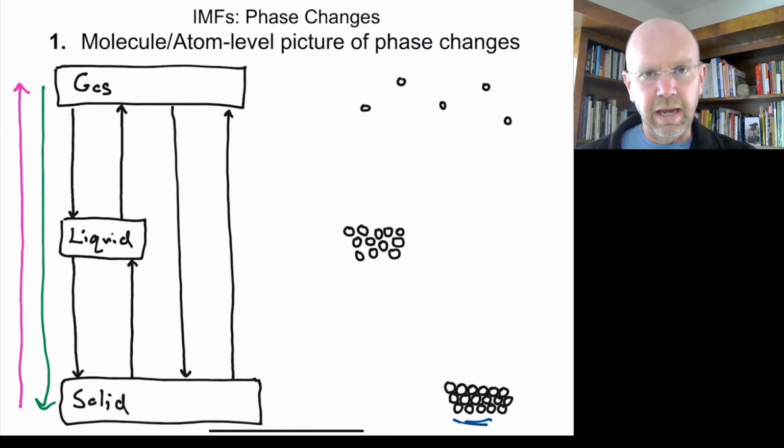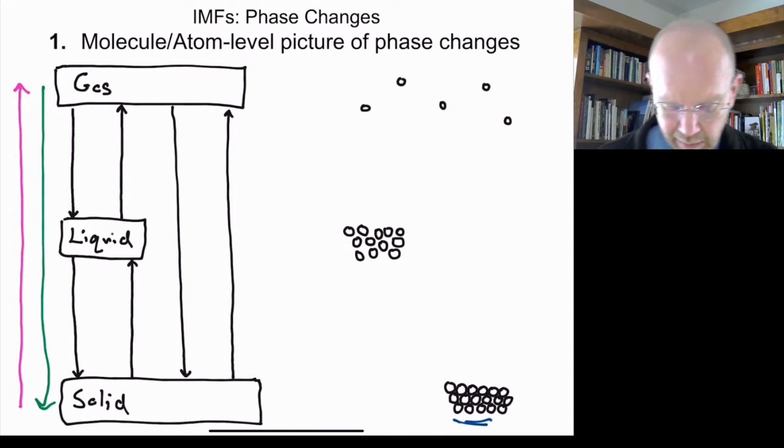And so in the gas, that's when we've, say, heated up a liquid and given those molecules or atoms enough energy to break out and basically to break all of the intermolecular forces that exist between the atoms or molecules, and they have high kinetic energy and they're moving rapidly and there's lots of space between them, right? So that's our picture of what's happening.